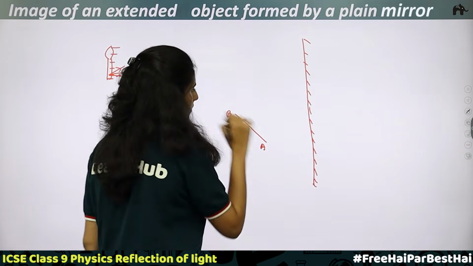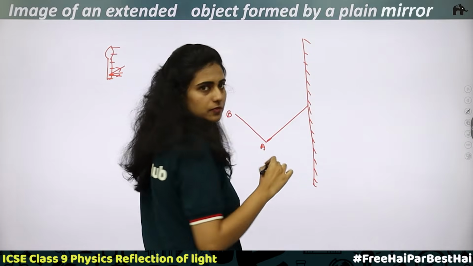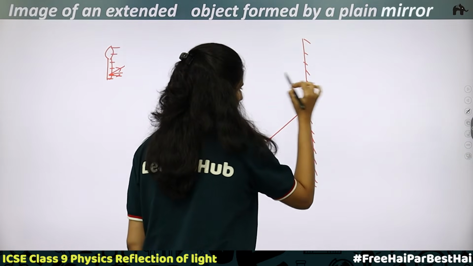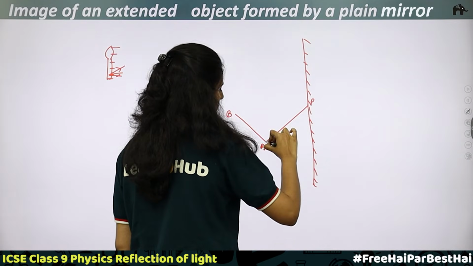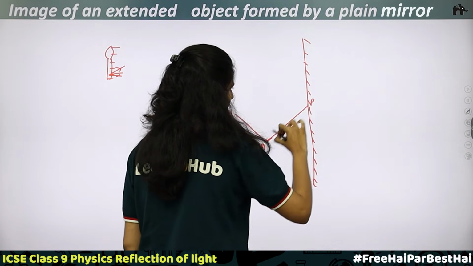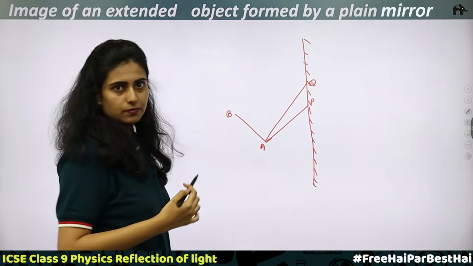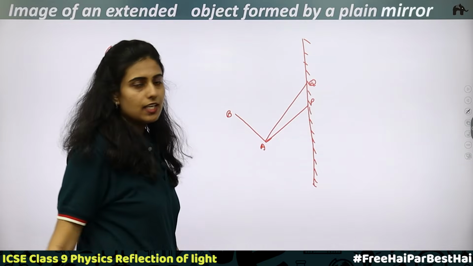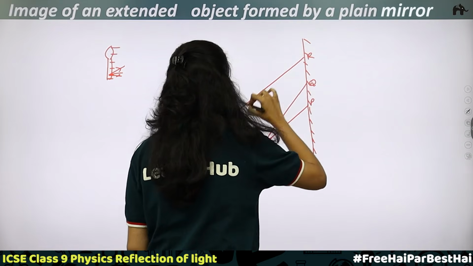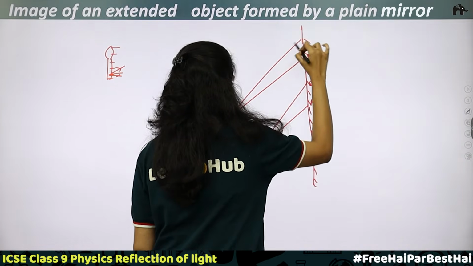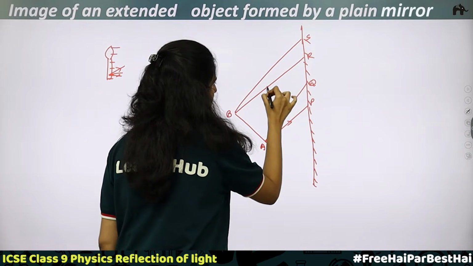From A we consider the first light ray to here. Let's mark this as P, AP. Next, a light ray from A, let's say it is striking here, Q. There will be many other light rays as well. Similarly from B, there will be the first light ray BR and the second light ray BS. These are the incident rays on the mirror.